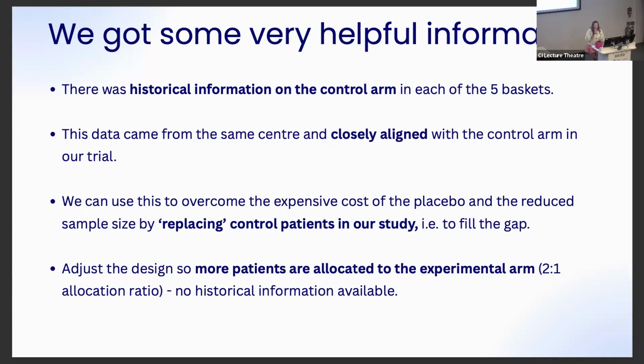So to adjust for this, we changed the allocation ratio. So we've got a 2-to-1 recruitment for the control arm. So 2/3 of patients to the control, 1/3 to the, the other way around. 2/3 to experimental treatment and 1/3 to the control group.